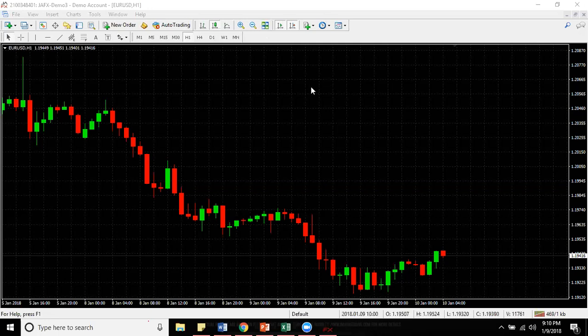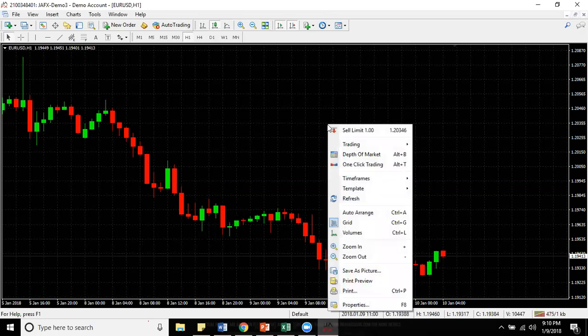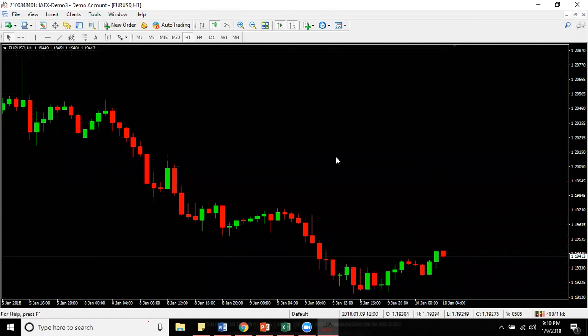All right. Notice on this chart though, you've got a grid in the background. If you don't like that grid, you can hit Control G and it'll go away, or you can right click and click on grid and it goes away. I typically like it without the grid.